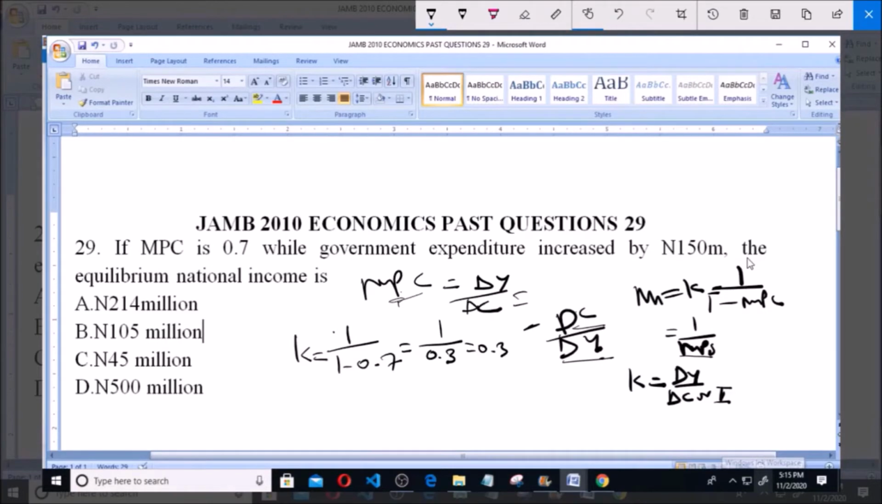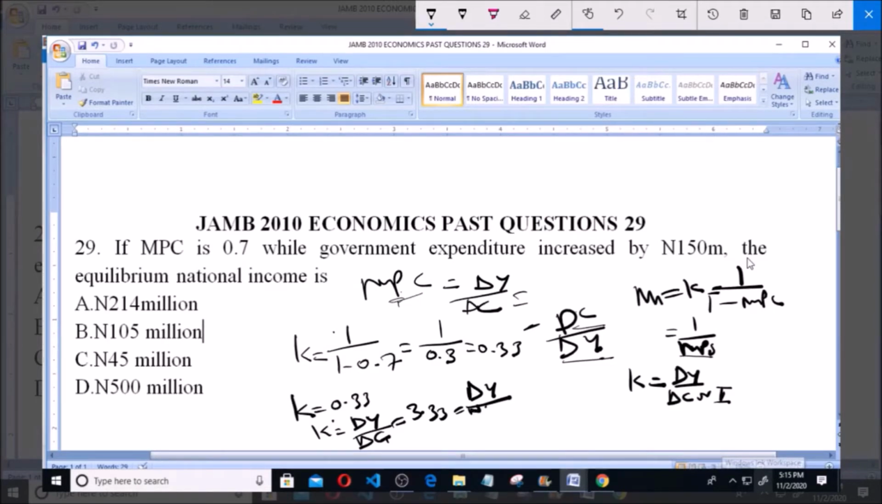If using our multiplier, therefore, where the value of k is now 0.33, we're going to have our k equal to change in income over change in government expenditure, which is equal to 3.33. So change in income over 150 million.